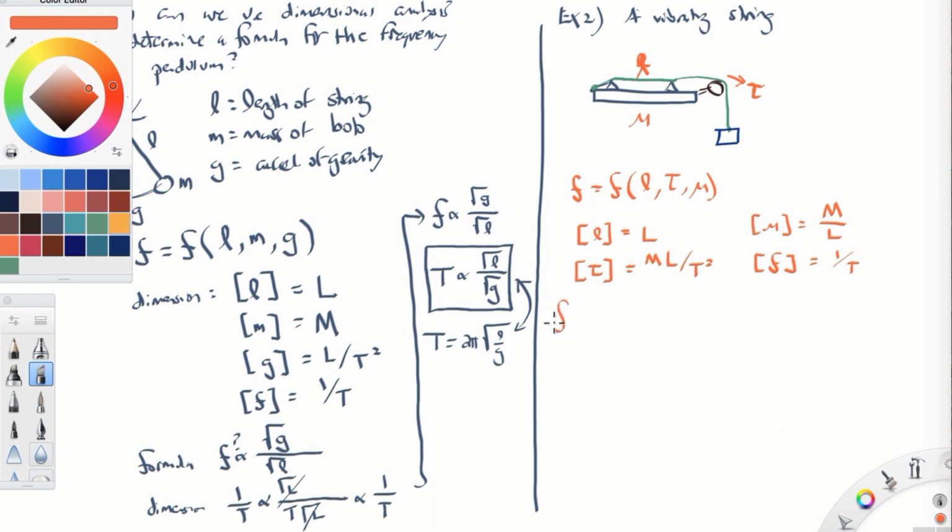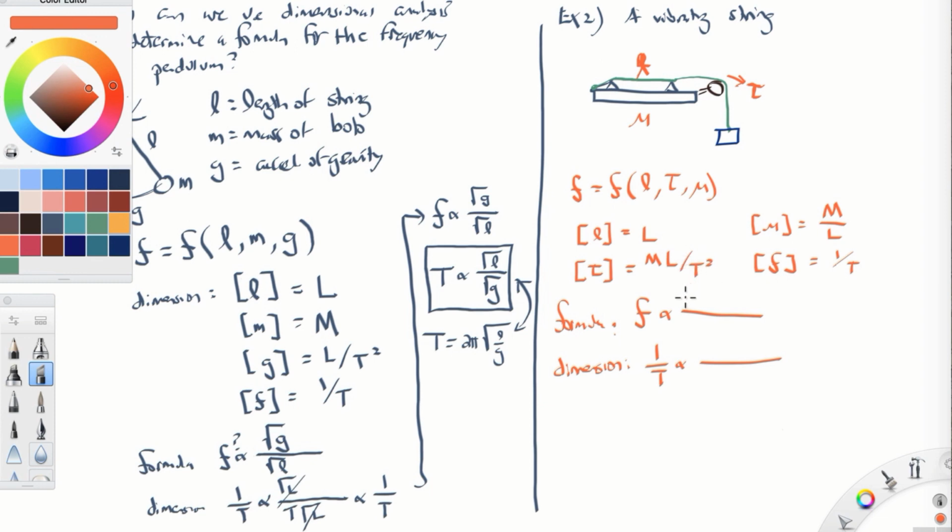Okay, so let's look at the formula. Our formula is going to be the frequency is proportional to some combination of these variables. What combination of those variables will give us the correct dimension? Well, let's do this dimensional analysis. On this side of the formula, frequency has units of 1 over time. So whatever appears on this side of the formula has to have dimensions of 1 over time as well. Well, what variables in here have dimension of time? Well, the tension does. That's the only one that has dimensions of time. But notice it goes as 1 over time squared.